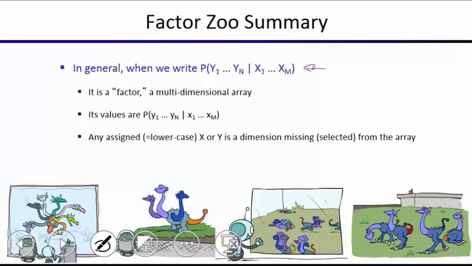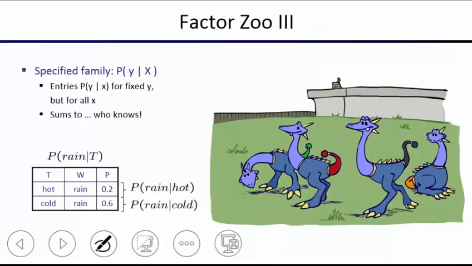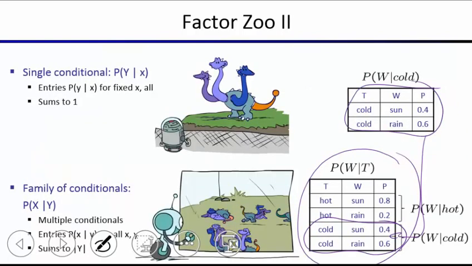Any questions about the factors? Yes? Is the factor the entire table you have in the previous slide? What exactly does factor mean? Okay. The factor rain given temperature corresponds to this entire table. Another example, the factor weather given temperature corresponds to this entire table here. The factor W given cold corresponds to this table over here.